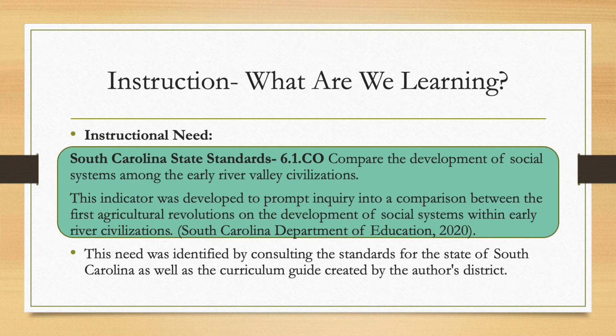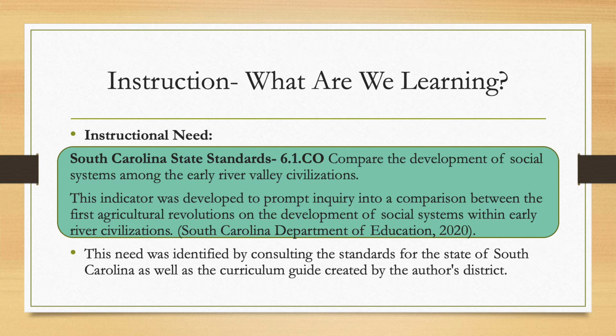The instructional need for this unit of study comes directly from the standards provided for 6th grade social studies on the South Carolina Department of Education website. This standard reads that students should compare the development of social systems among the early river valley civilizations. This indicator was developed to prompt inquiry into a comparison between the first agricultural revolutions on the development of social systems within early river civilizations. This was taken from the South Carolina Department of Education website, and they are the most updated standards.